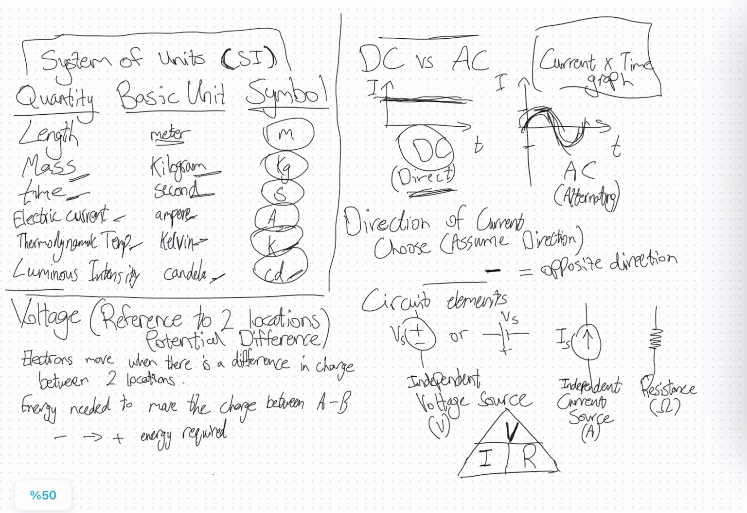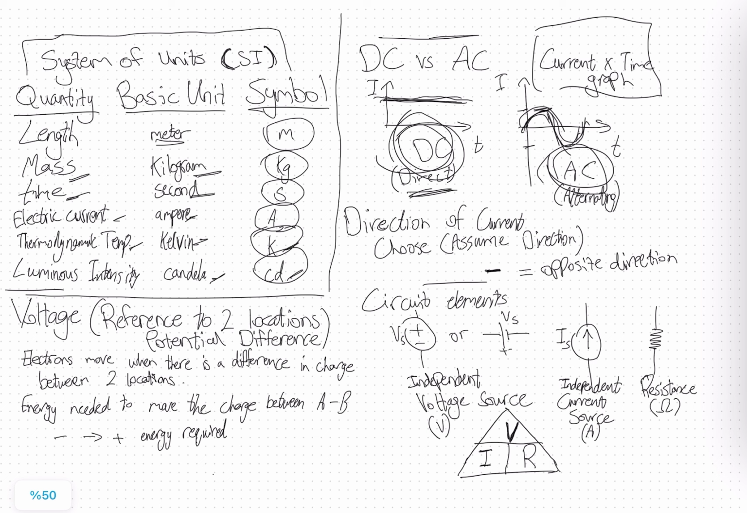So basically we're going to be dealing with 2 types of current. We will be considering DC current in our electric circuit course 101. We will move on to the AC one in the second course 102.